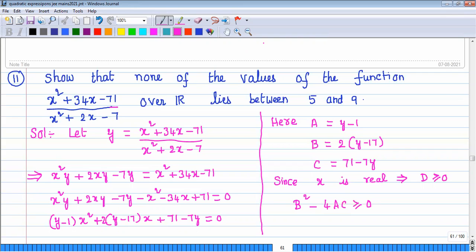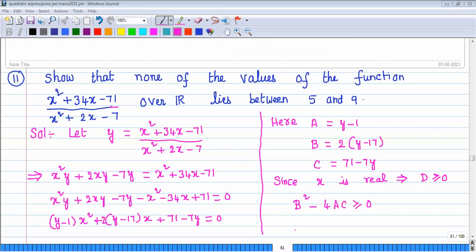Next, let us substitute respective values. B square means 2 times y minus 17 whole square minus 4 times y minus 1 multiplied by 71 minus 7y greater than or equal to 0. So we get an inequality that needs to be solved.